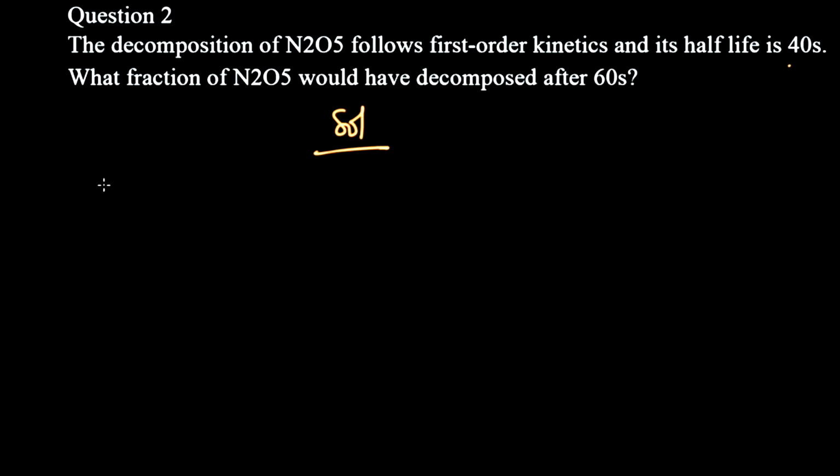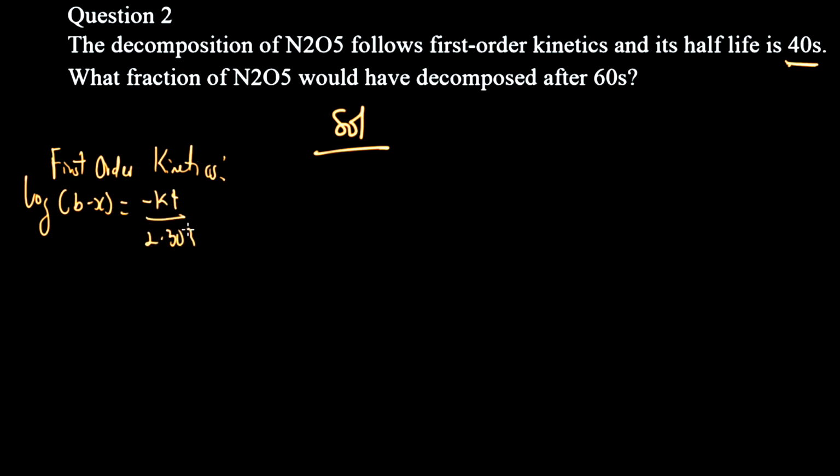Looking at the question above, the decomposition of the reactant follows first order kinetics and its half-life is 40 seconds. So what fraction of the reactant would have decomposed after 60 seconds? For first order kinetics, we have log b minus x equals minus kt over 2.303 plus log b.